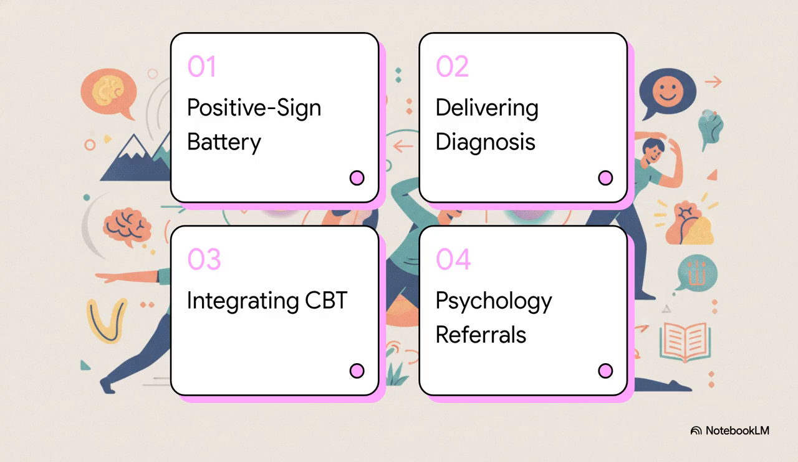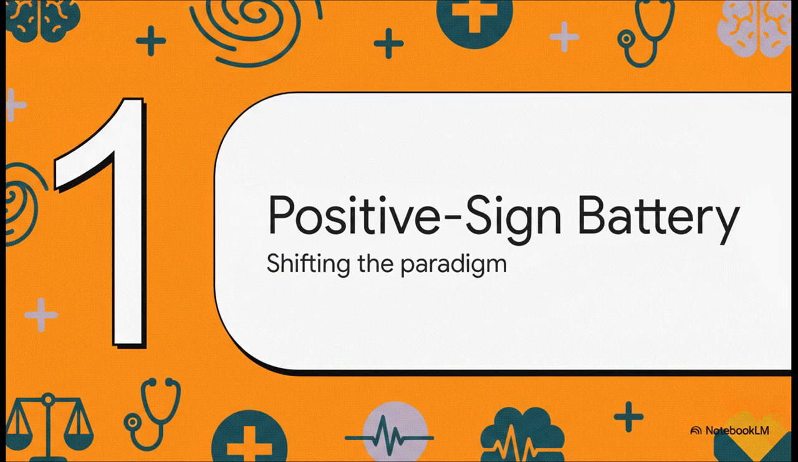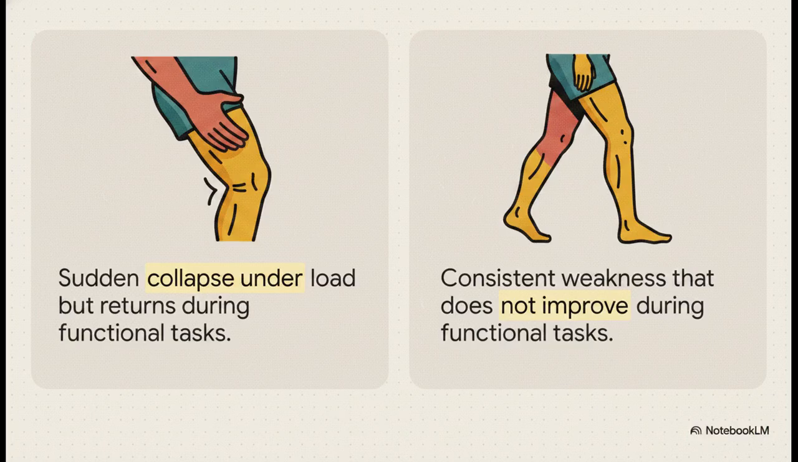Our roadmap for today is straightforward. We'll cover the positive sign battery, how to deliver the diagnosis, integrating CBT in your sessions, and finally, psychology referrals. Okay, section 1, the positive sign battery. Let's shift the paradigm. We are completely moving away from treating functional dizziness as a diagnosis of exclusion. You know, that frustrating, exhausting process of ruling out literally everything else. Instead, functional dizziness is now recognized as a positive sign clinical entity in its own right, and we want to actively run this battery right at the bedside.